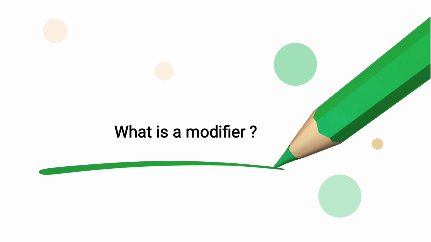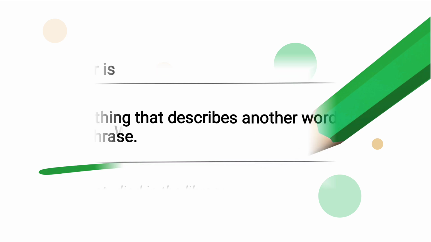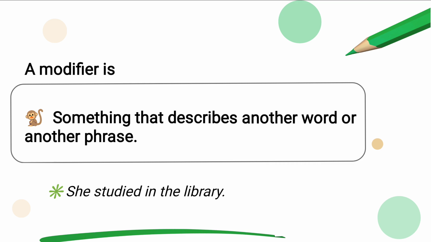Okay, before the lesson, I have a question to ask you: do you know what a modifier is? If you have no idea, here is an explanation. A modifier is something that describes another word or another phrase in a sentence.